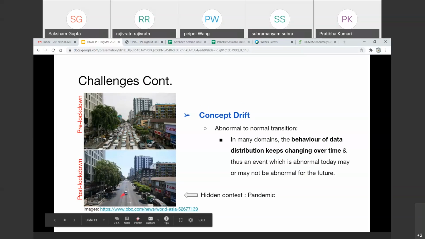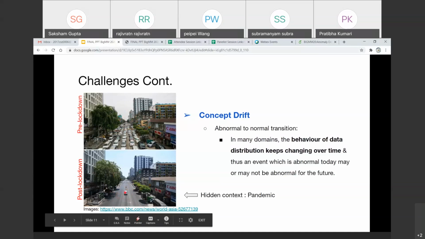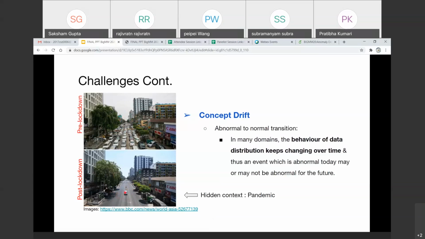In the second diagram, we have the during-lockdown picture. So this vacant road becomes the new normal. If you use a static model which was trained before lockdown, that model will classify the vacant road as abnormal for this situation. And if you keep using that same model, it will again classify this vacant road as abnormal, raising a false alarm. Hence, the model should be continuously learning. Otherwise, it will raise false alarms.